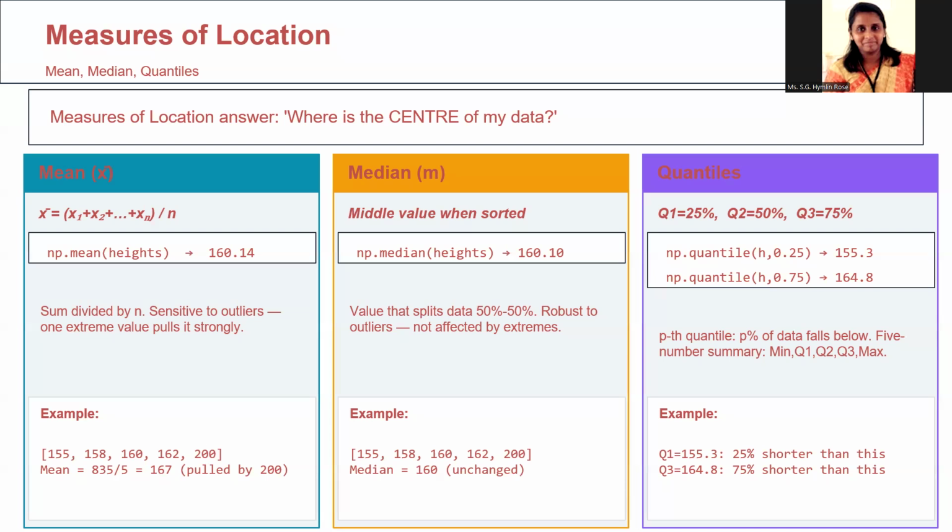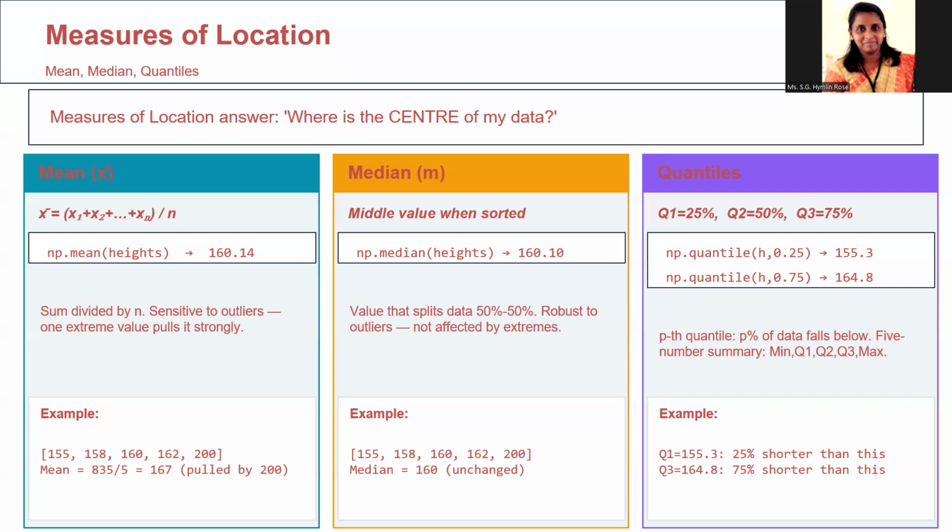Okay. Next is the median, the middle value, right? Whenever you arrange the data in ascending order, np.median of heights for that data is 160.10. The median is the value that splits the sorted data exactly in half. 50% of values lie below it and 50% lie above it. For an odd number of values, it is the middle value. For an even number, it is the average of the two middle values.